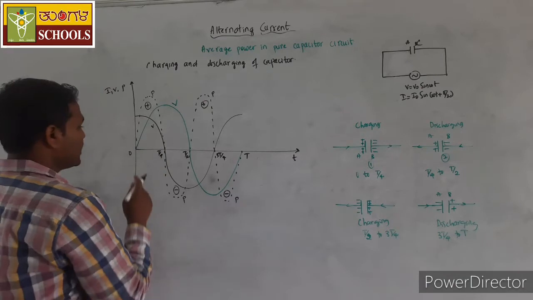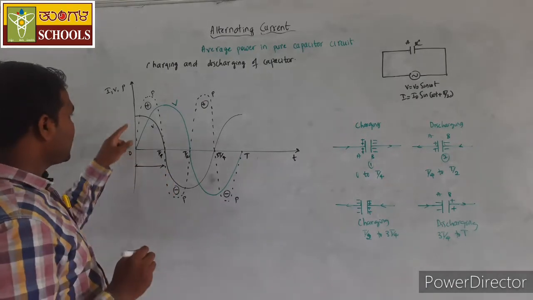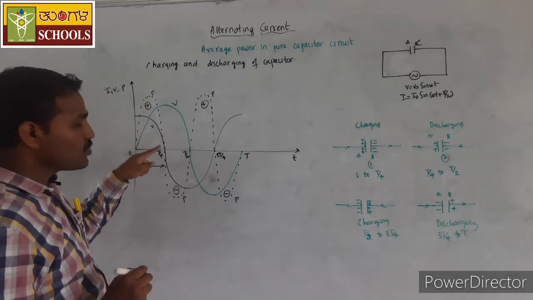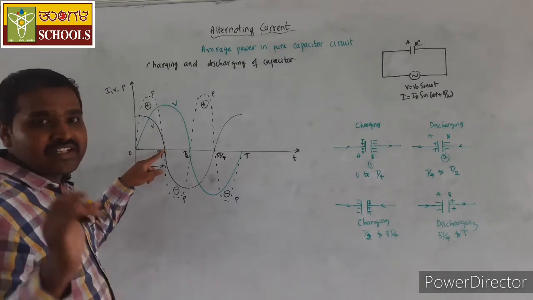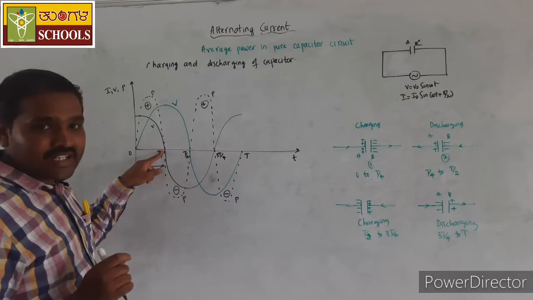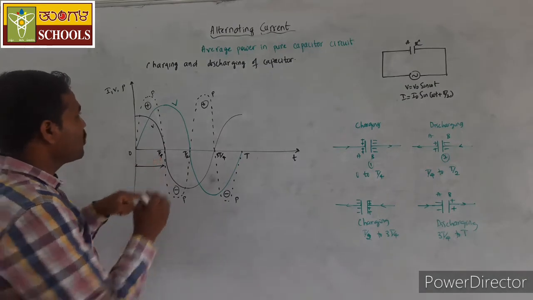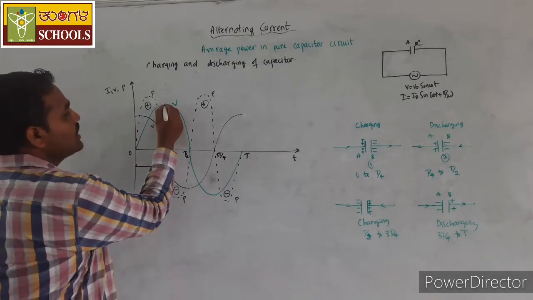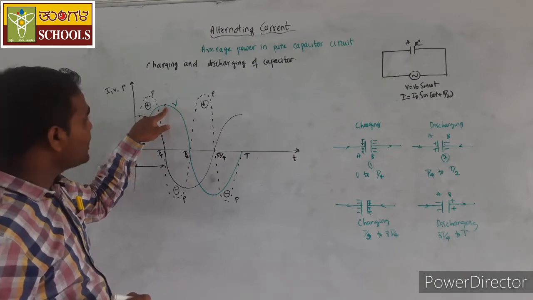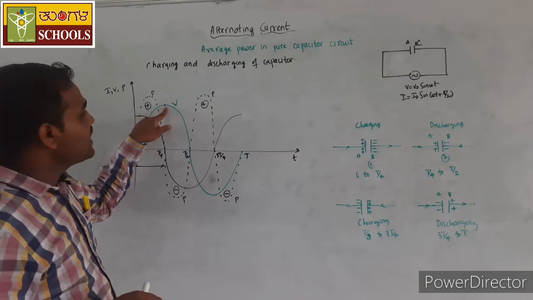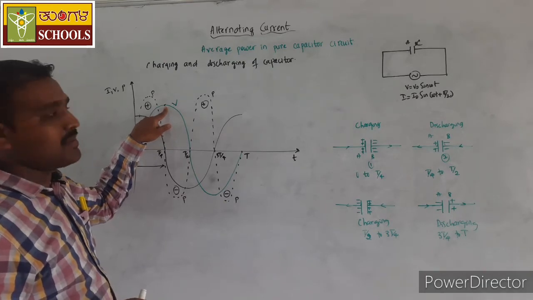So, we can observe here that during the first quarter, the current is decreasing from maximum to 0. When the capacitor is completely charged, the current will stop. So, that is the value of the current at T by 4. And at T by 4, observe this voltage curve. This indicates the maximum value of voltage. When the voltage is maximum, it is understood that the charge stored in the capacitor is also maximum.